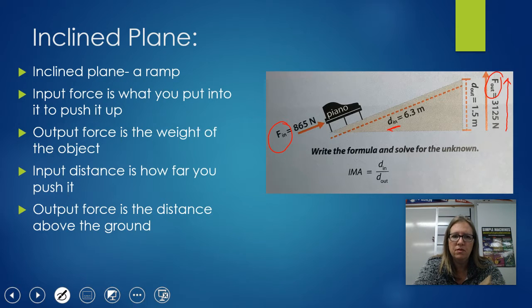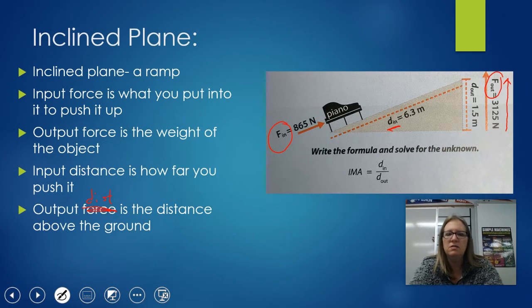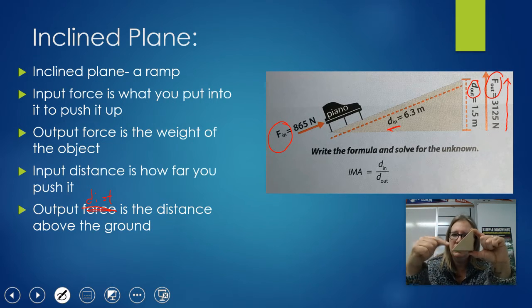And the output, I have force here. This should say distance. The output distance is the distance above the ground. So there's the output distance. That doesn't change, okay? So however high you're trying to get the object, that is its distance. That's the output distance. The input distance can change, though.